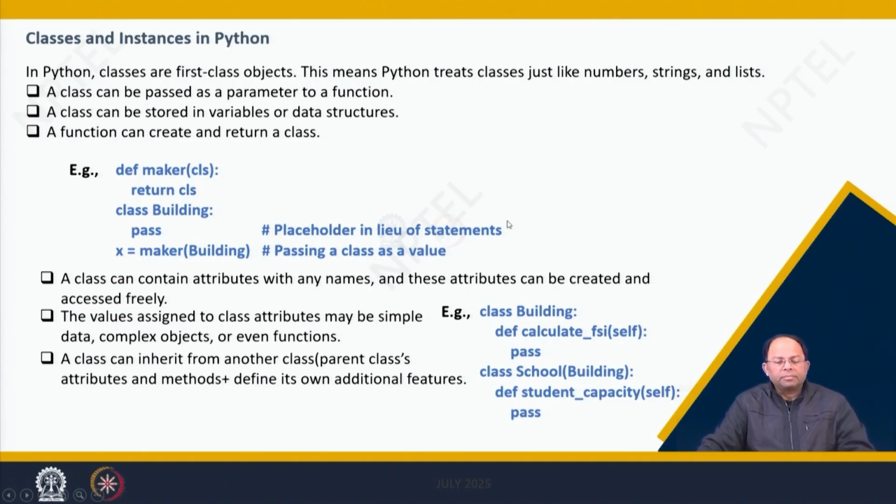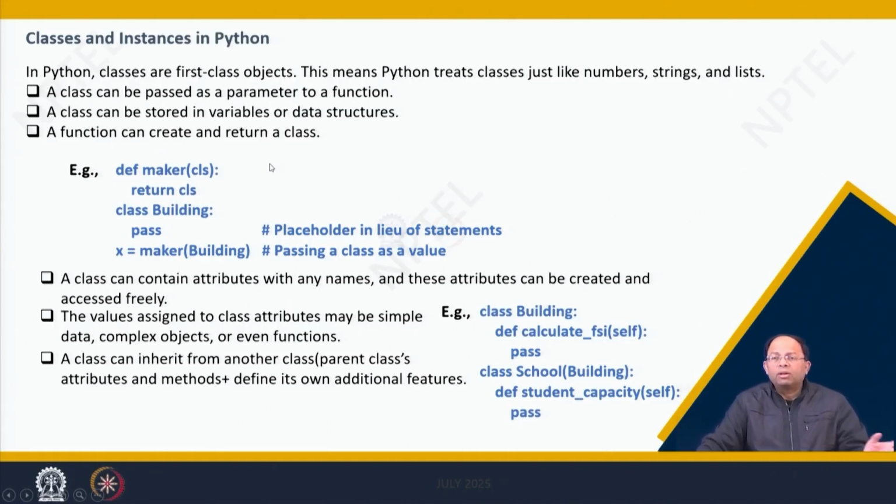Now in Python, classes are first class objects, same as we described earlier that functions are first class objects. This means Python treats classes like anything else, like numbers, strings, lists, a data structure of some sort. So a class can be passed as a parameter to a function. A class can be stored in variables or data structures. A function can create or return a class.